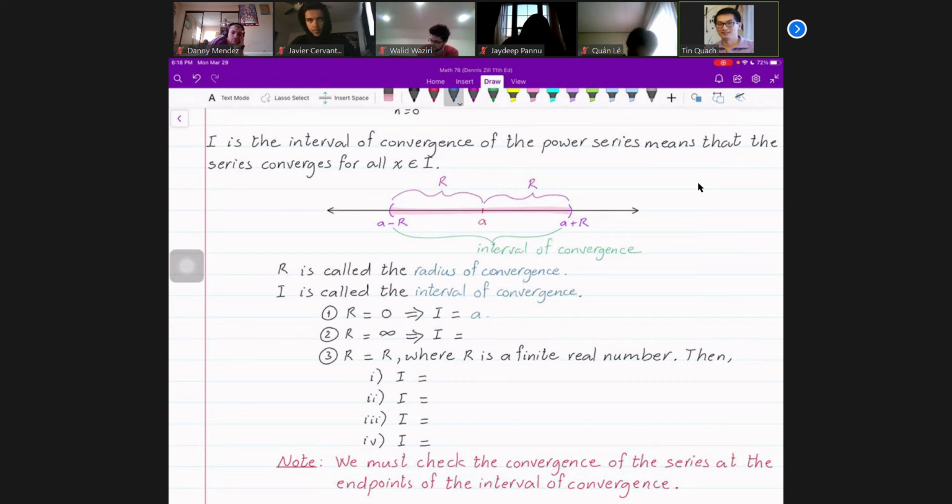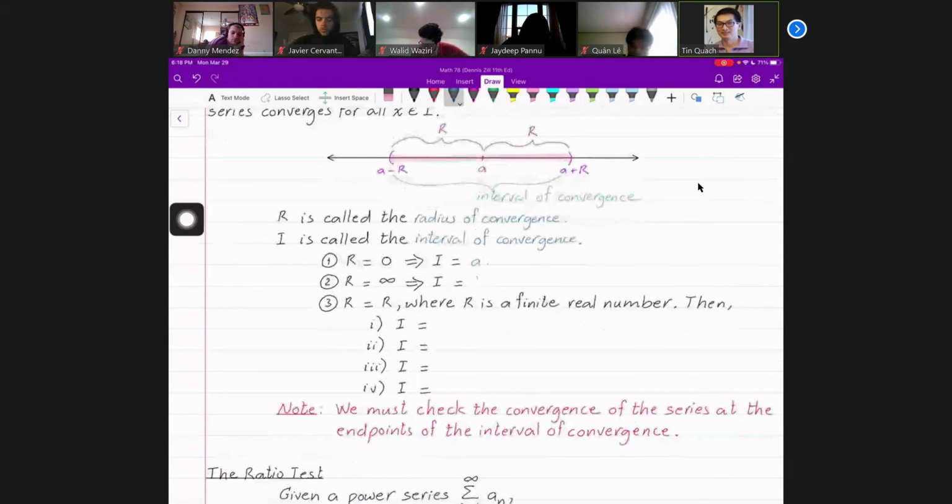Now, if the radius is infinity, that means the interval extends all the way out to the right and all the way out to the left of A. So basically, the entire set of real numbers would be the interval of convergence. So if the radius of convergence is infinity, then we say the interval of convergence is all real numbers.